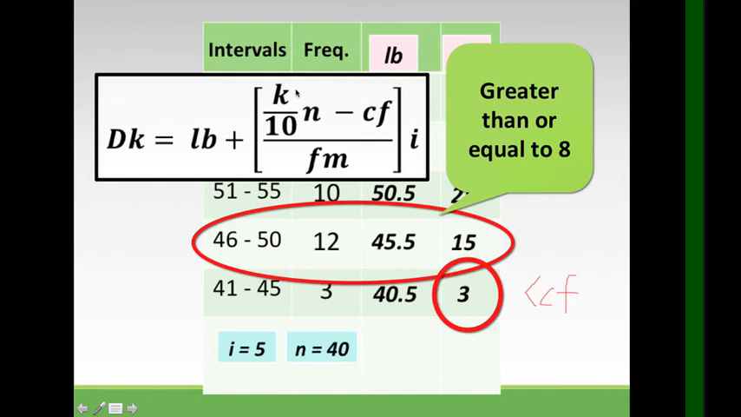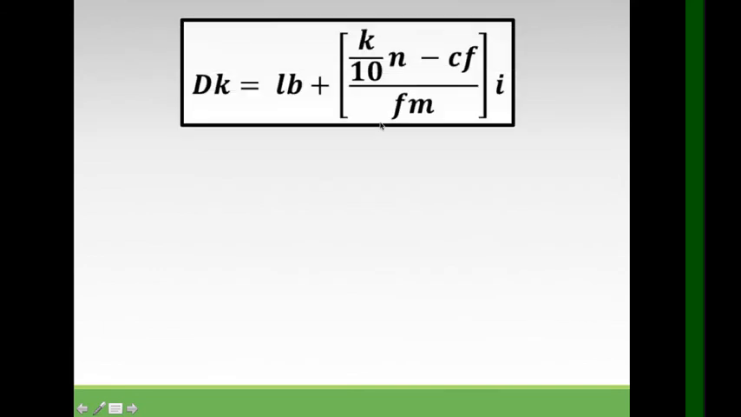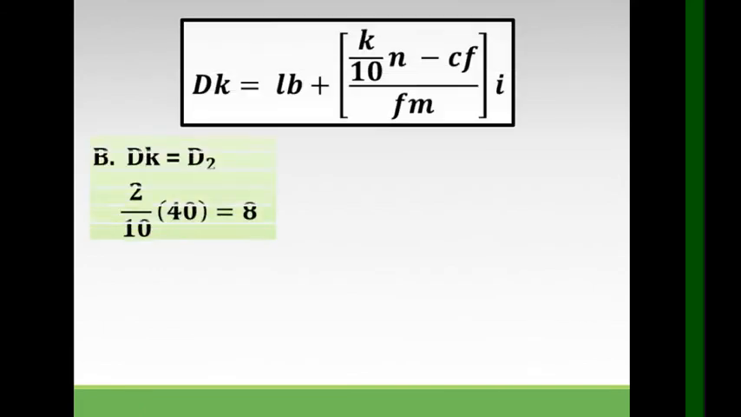Possible po ba na mas mataas si CF kay K over 10 times n? Hindi. Dapat lagi mataas si K over 10 times n kay CF. Okay? Kaya lagi tayo naghahanap ng mas mataas dun sa nakuha natin or equal dito. Pero hindi yung pwedeng mababa kasi yun ang gagamitin natin for the less than CF. Now, we have this formula kanina and we solved this one. So we can now substitute the given to the formula.